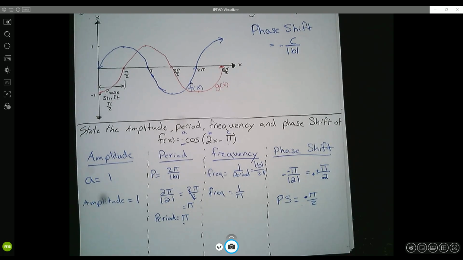So that's all a phase shift is. That's how we combine them. We'll be combining these every single time. It's a simple process of identifying an amplitude, a period, a frequency, and now we're identifying a phase shift as well.